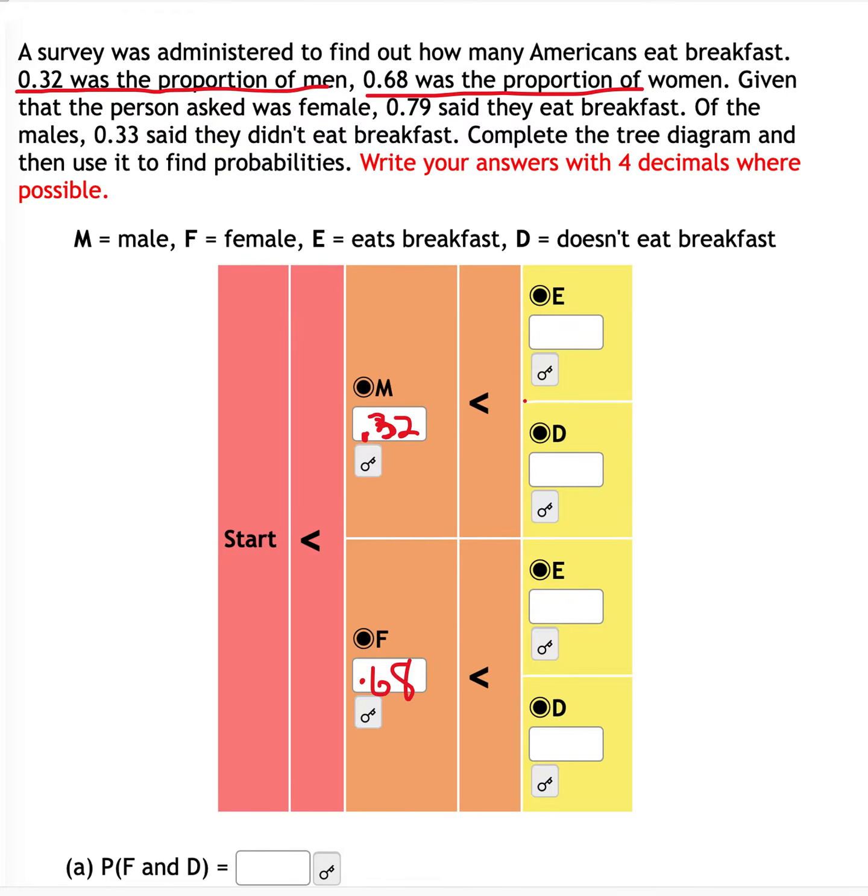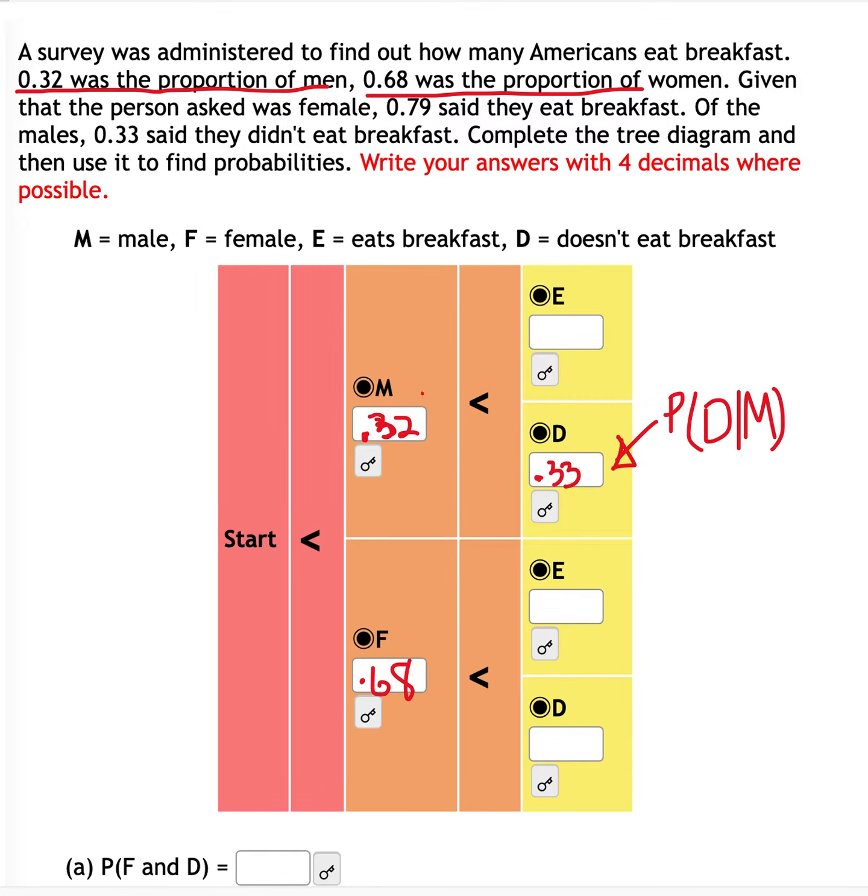Now, when I break it down even further, when I look at just the men, it says here as a clue, of the males, 33% said they didn't eat breakfast. So that would be the D for doesn't eat breakfast. So looking at just the men, this would be 0.33 that doesn't eat breakfast. So this is the probability that a person that's picked doesn't eat breakfast given that they're male.